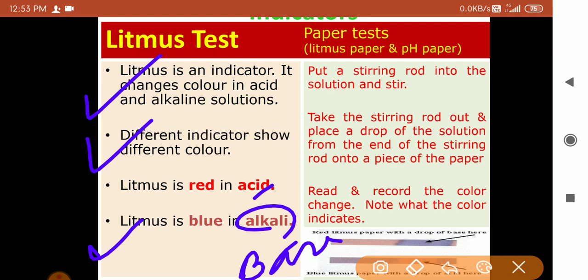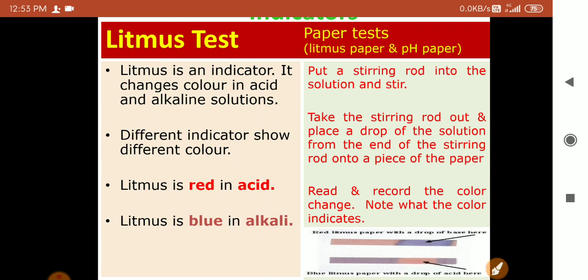Now the paper test, litmus paper and pH paper. Put a stirring rod into the solution and stir. Okay, take the stirring rod out and place a drop of solution from the end of the stirring rod onto a piece of paper, and read and record the color changes. Note what color indicates. Now you can see here the red litmus paper has turned blue, and the blue litmus paper has turned red. You can observe both the color changes here.